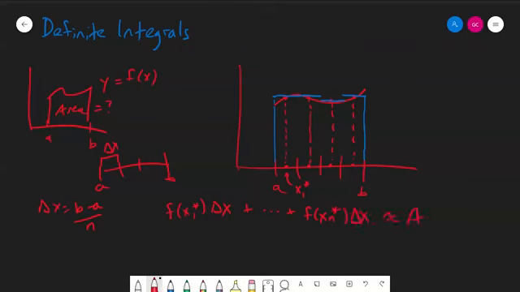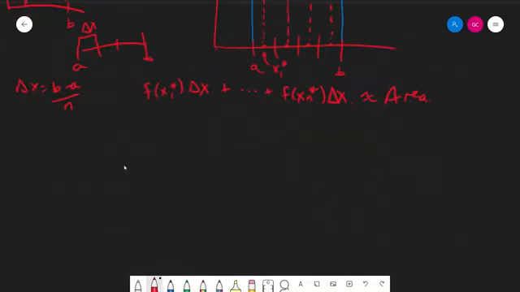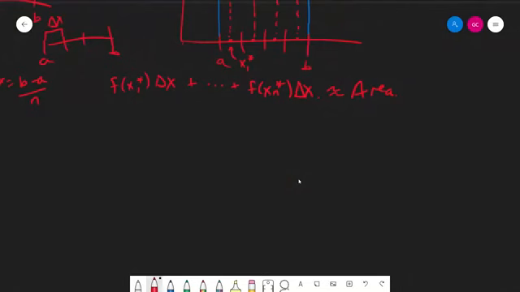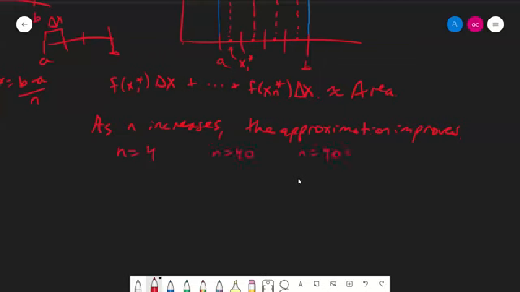So this is pretty close to what the actual area is under the red curve. The basic, really important idea here is that as n increases, the approximation improves. So you could sit down and do it with n equals 4 and then 40 and then, who knows, 40,000. And your approximations are going to get closer and closer to the actual area.